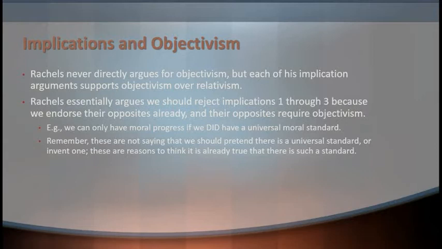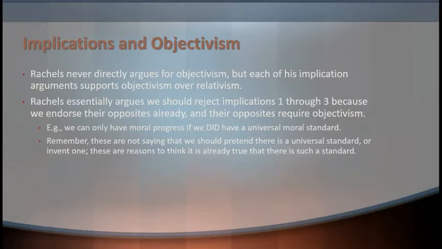So, for example, most of us do believe in moral progress, but we can only believe in moral progress if we have a universal moral standard, a standard of human rights and dignity regardless of what the society believed. Therefore, because we already believe the opposites of these implications, and because those opposites are things that we think are true, we should reject the source of these false implications. We should reject moral relativism.